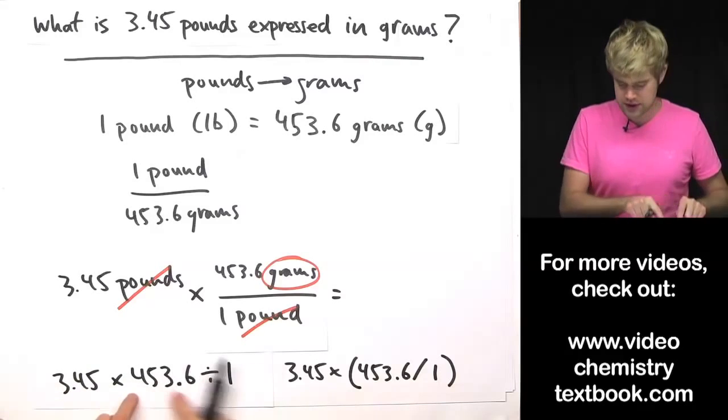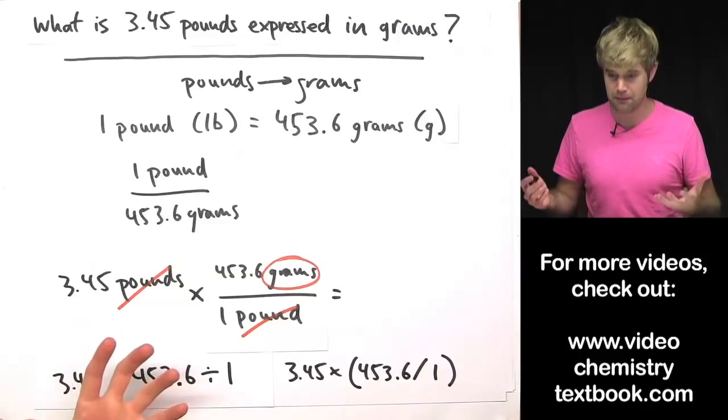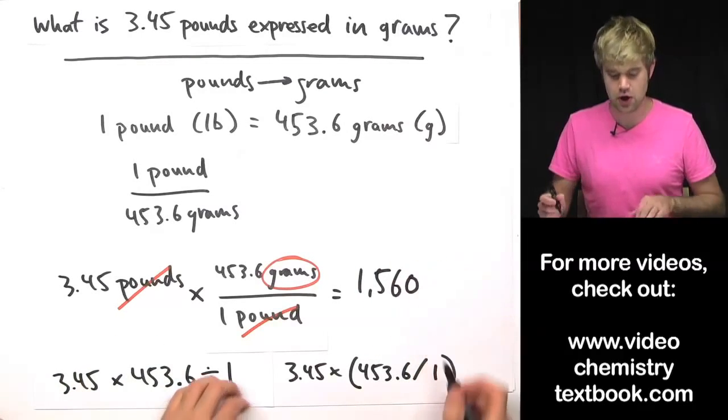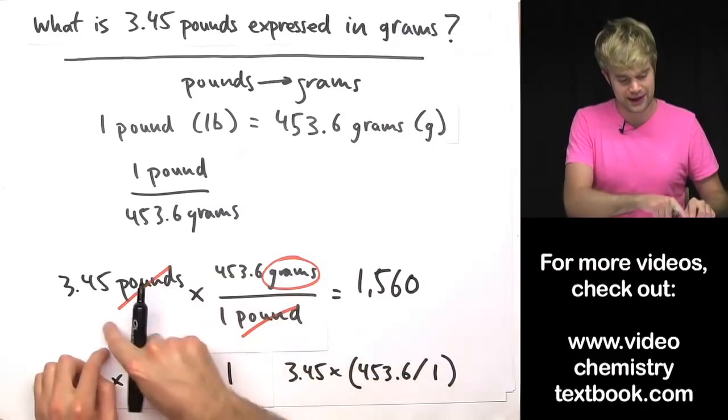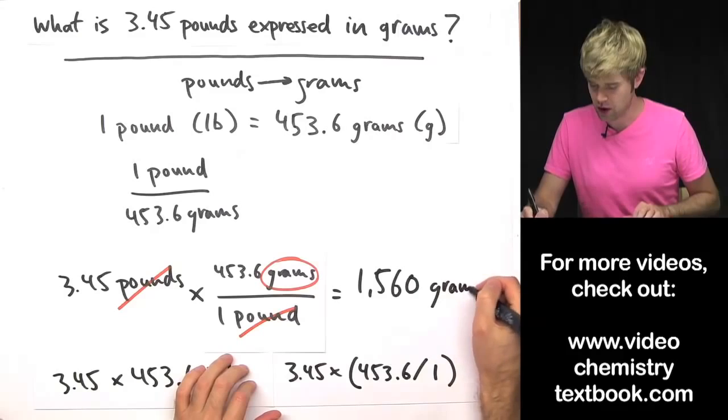So however you decide to plug this into your calculator, when you crank through it, you're going to get the same number, and that's going to be 1,560. What are the final units here? Well, I canceled out pounds, so the final units that I'm going to be left with are grams.